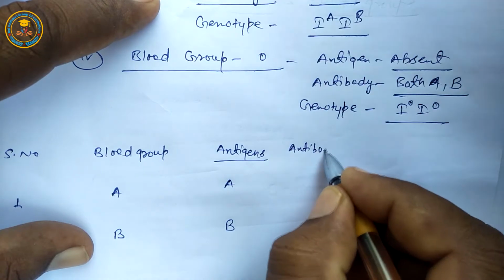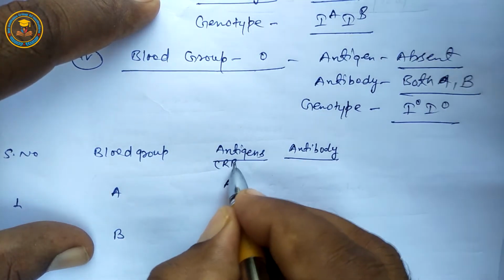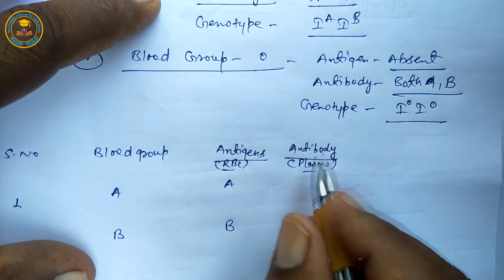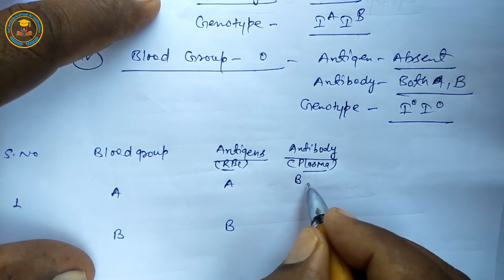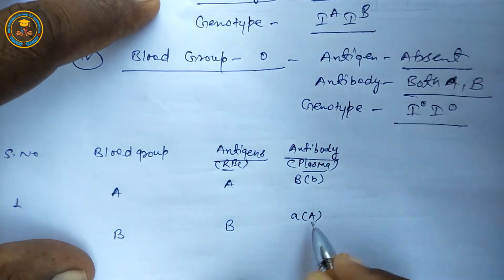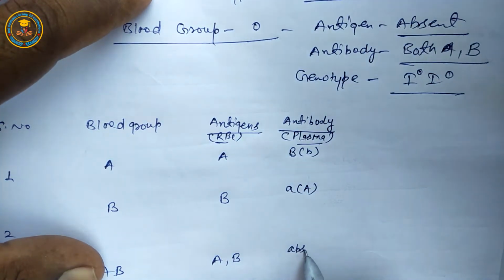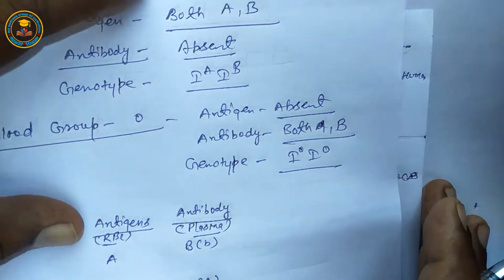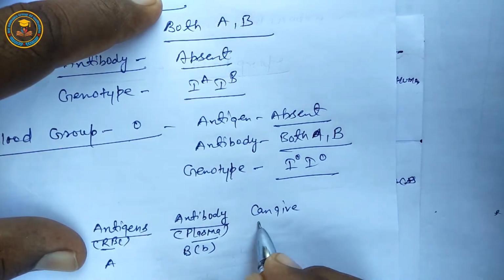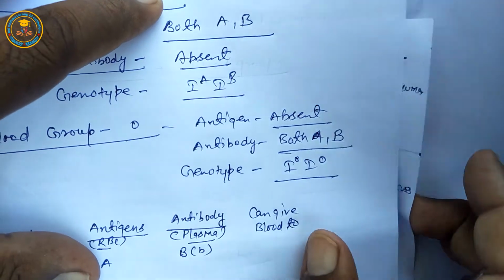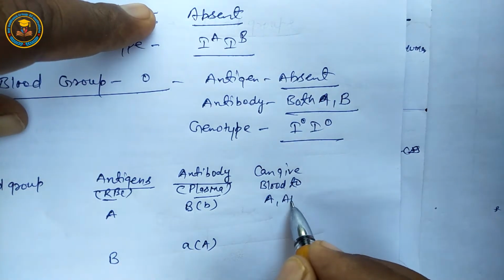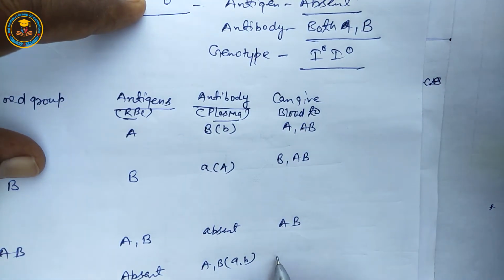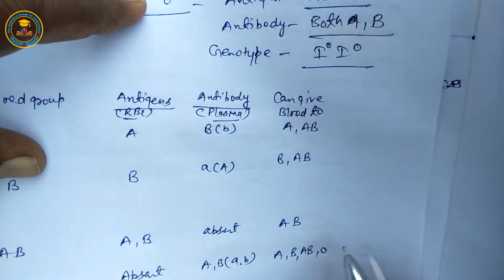Next is the antibody. Antigens are located on the RBC surface, antibodies are located in blood plasma: B, A, absent, and A and B. Next, can give blood to: A and AB, B and AB, AB, and A, B, AB and O.